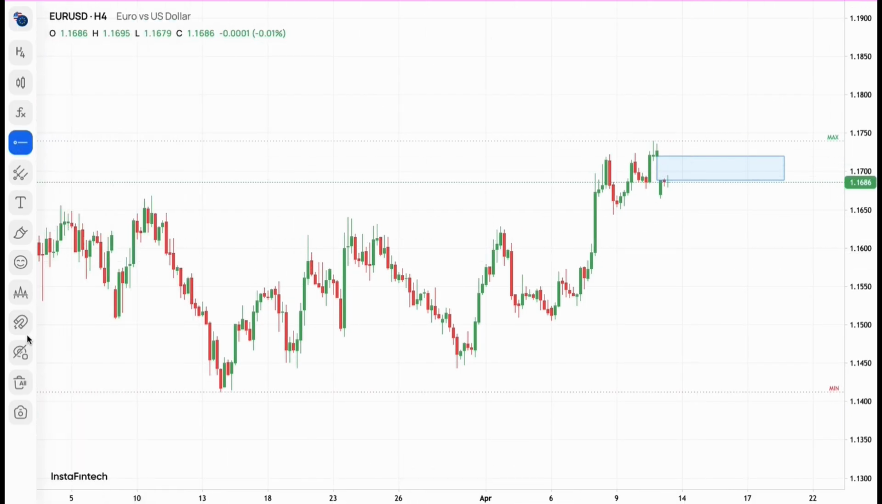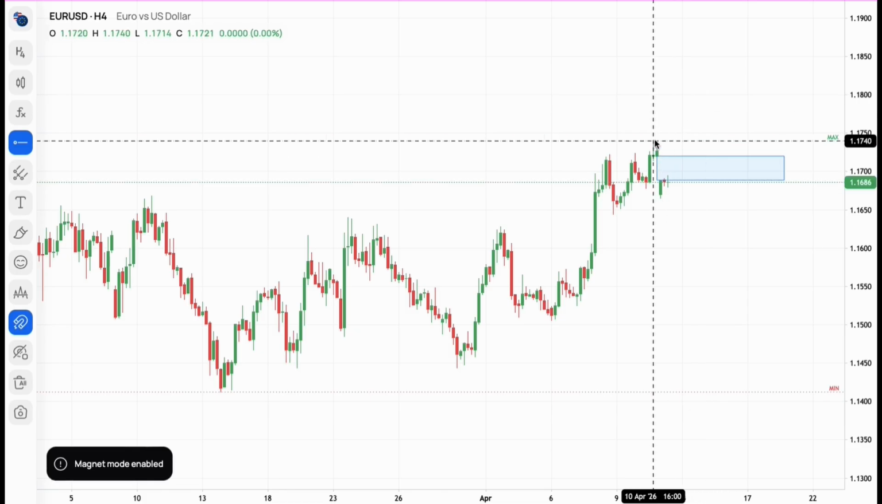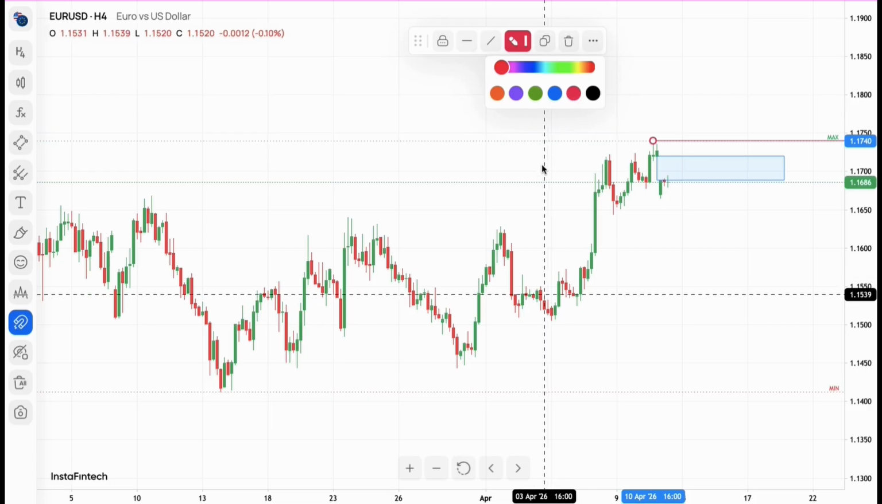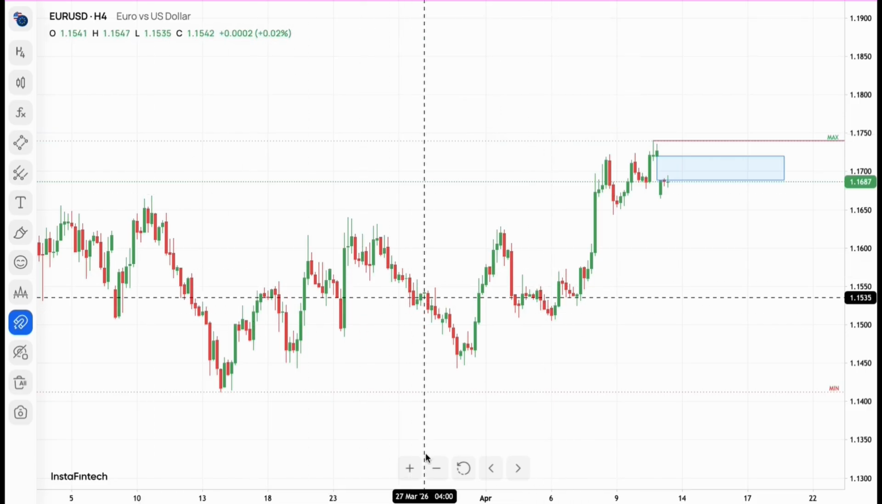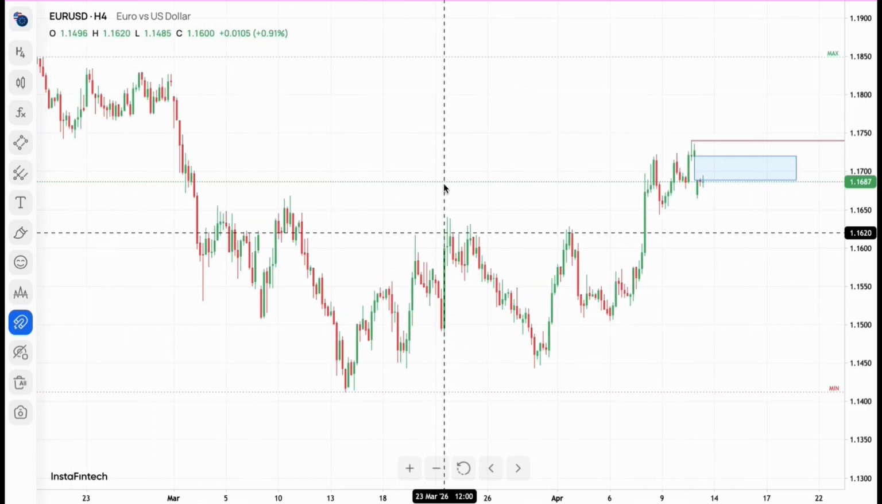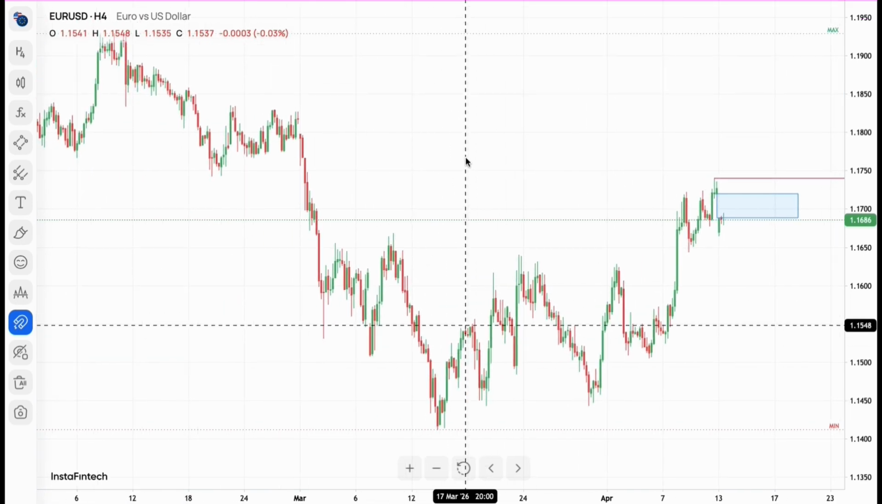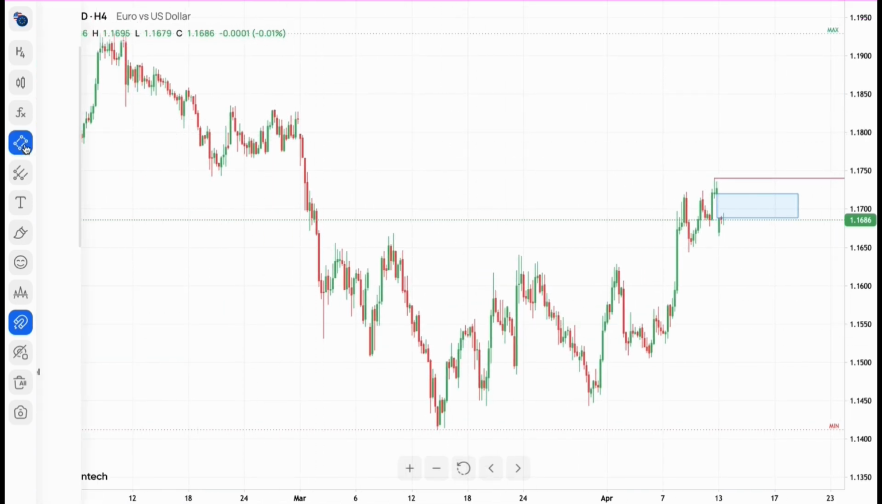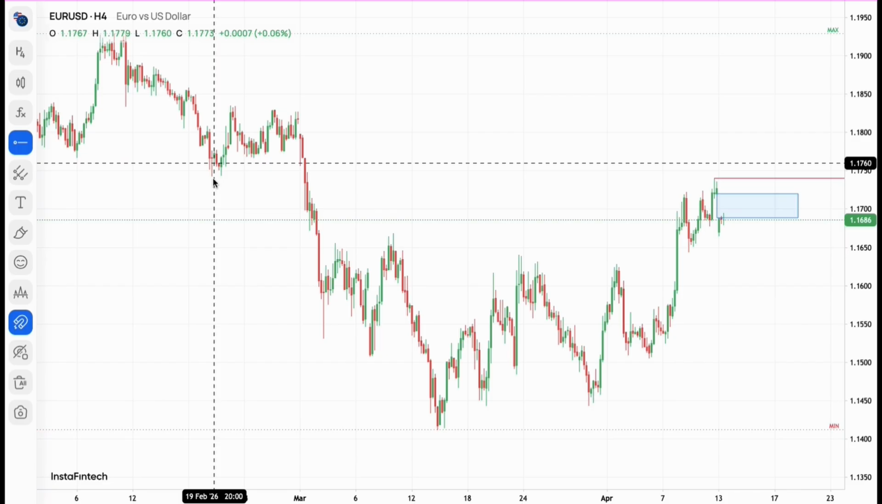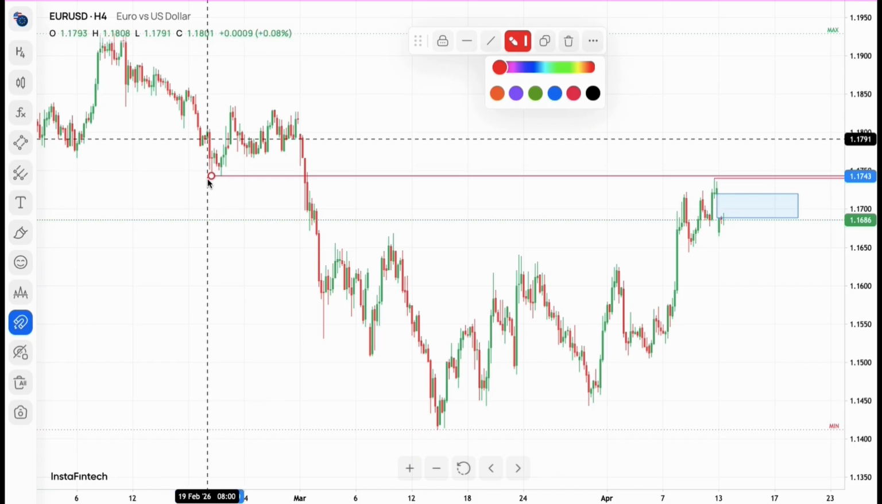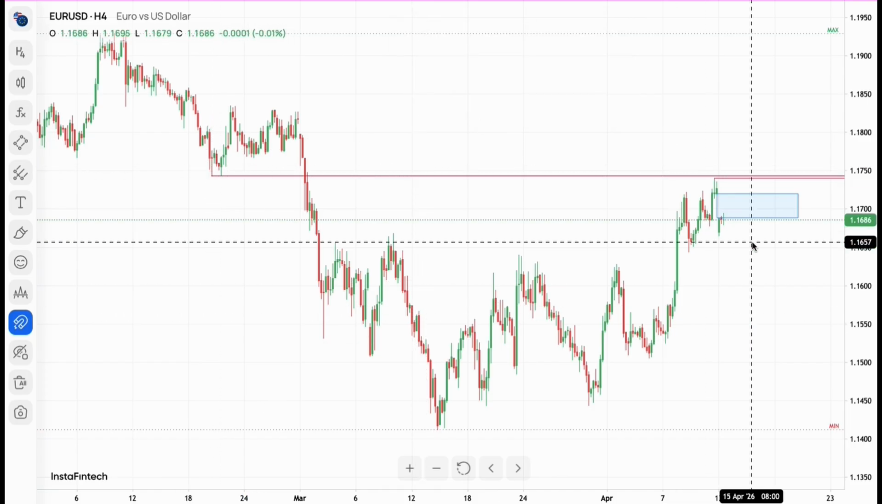Now let's take a look at the local high. Last week's high, 1.1740, is our technical resistance. Eventually we got another level that might be quite interesting, which is this level here. Obviously, this level is technical resistance as well, the lows from February 19th, right?